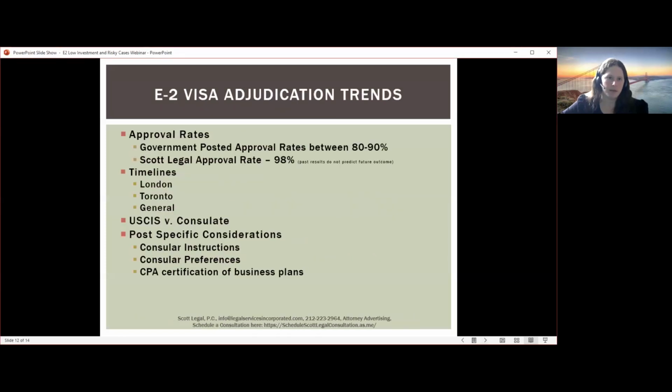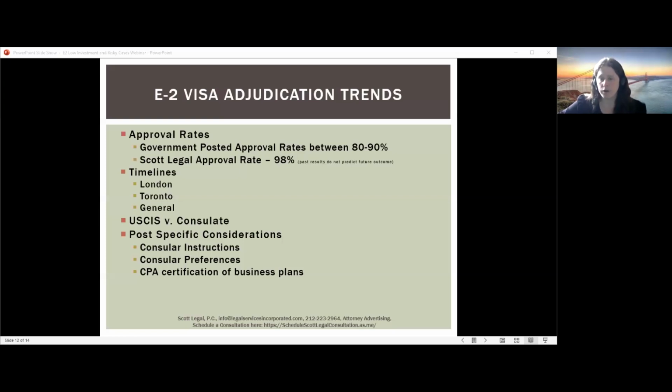All right, let's talk about some E2 visa adjudication trends. Generally, E2 visas have a very high approval rate. The government posts statistics each year, and the government-posted approval rates are between 80 to 90%. Our approval rate is around 98%, although we note that past results do not predict future outcome. We can never guarantee that a visa will be approved.